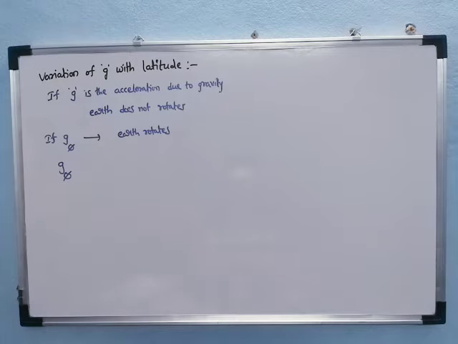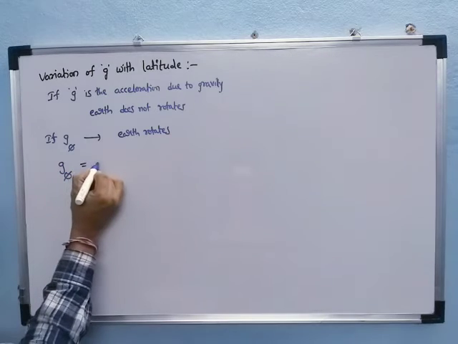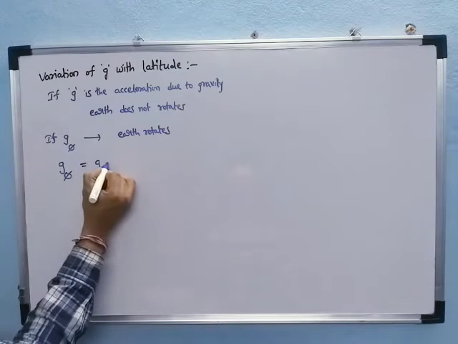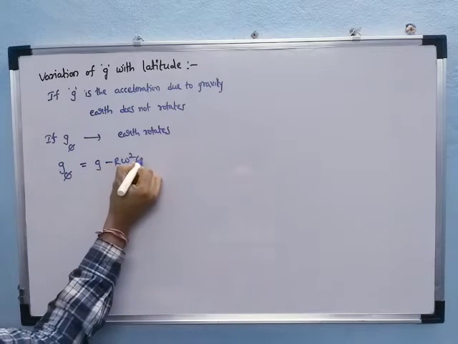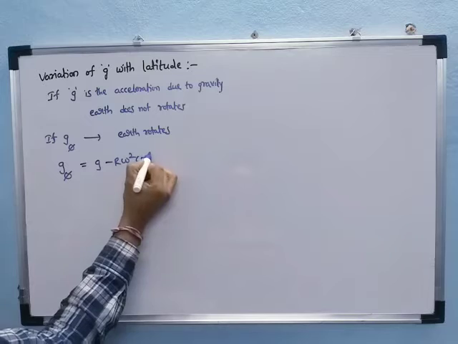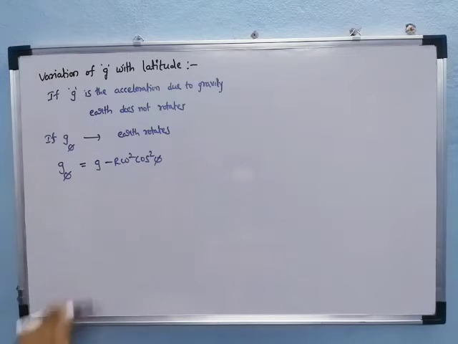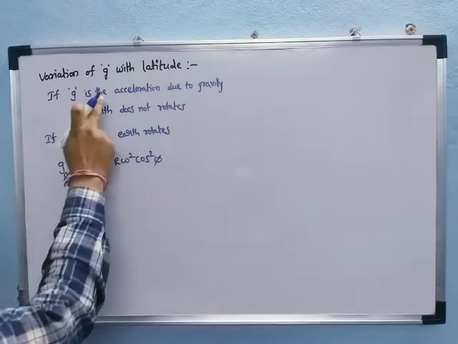That g_phi is equal to the formula we know: g minus R omega square into cos square phi. g is nothing but the acceleration due to gravity.